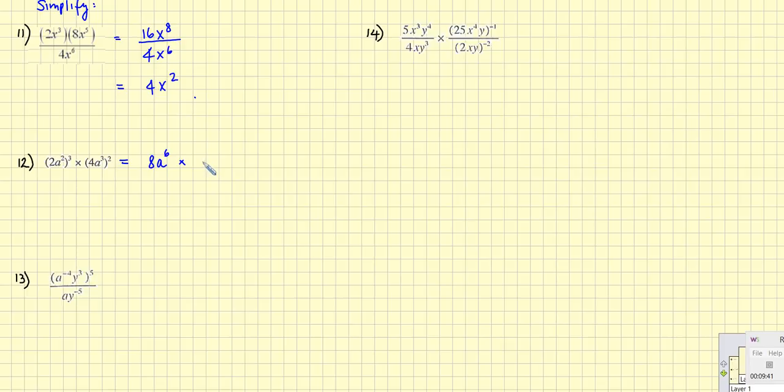And that will be multiplied by 4 squared, which is 16. And then we will have a to the power of 6 again. Now, if I take a look at my powers first, a to the 6th times a to the 6th really gives me a to the power of 12. And then if I now do 8 times 16, that should give me 128.